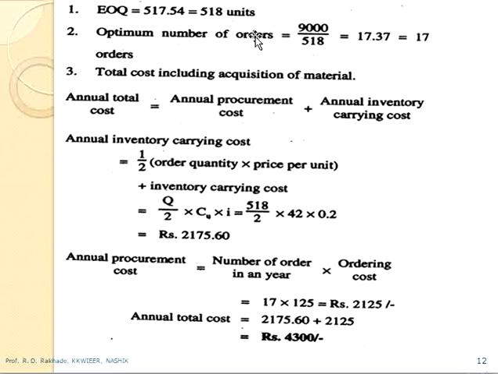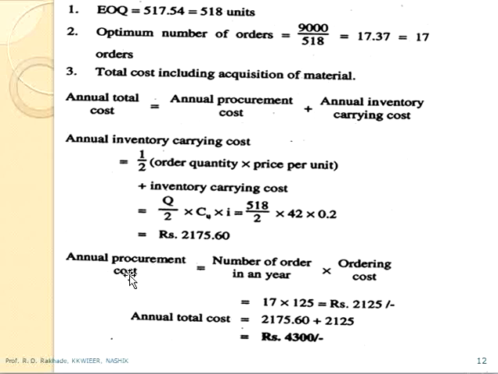So optimum number of orders is total demand divided by EOQ, so we get 17 orders per year. So we need to order 17 times per year. Then total cost including acquisition of material, that is total annual cost, is the summation of procurement cost plus inventory carrying cost. According to the formula, inventory carrying cost is Q by 2 into CU into I. After putting the respective values, we get inventory carrying cost 2175.60 rupees.